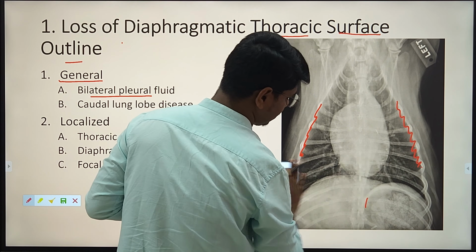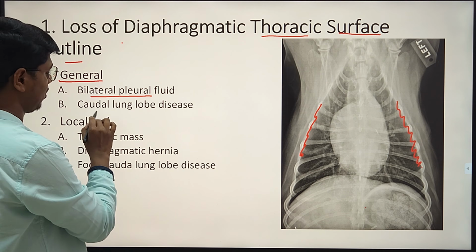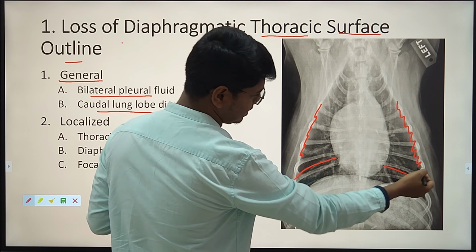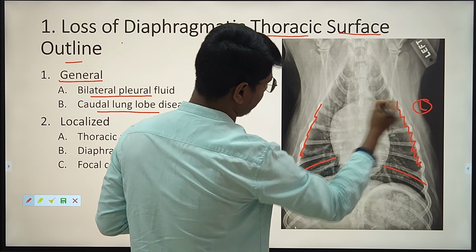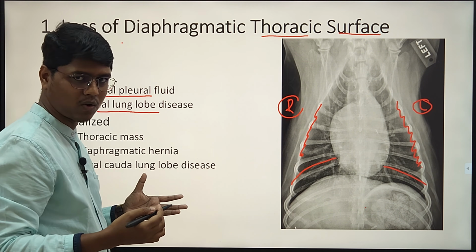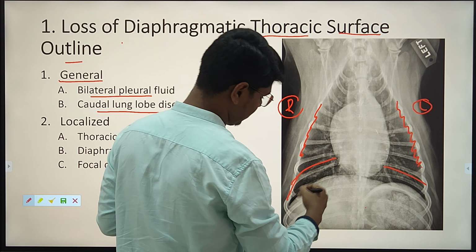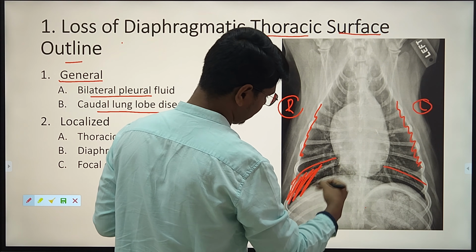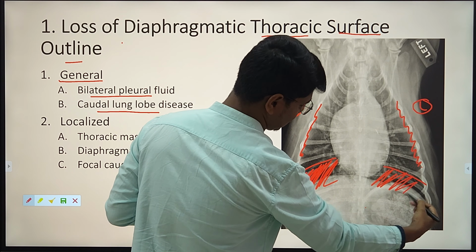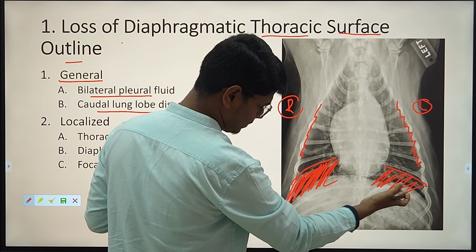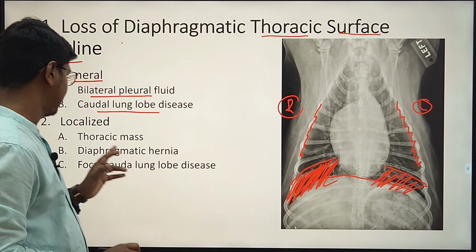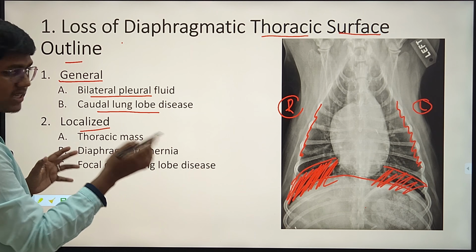Okay, so one thing, next, caudal lung lobe disease. You know that these are caudal lobes of, this is the left caudal lobe, this is right caudal lobe. Okay, if some mass is there, or the entire lobe has been diseased, or there has been pneumonia of these lobes, okay, so then also you can see that the surface outline will be lost.